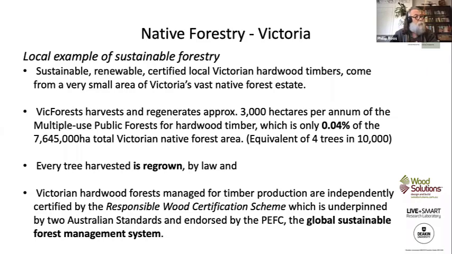So a local example of sustainable forestry is that our sustainable, renewable, certified local Victorian hardwood timbers come from a very small area of Victoria's vast native forest estate. Vic Forest harvests and regenerates approximately 3,000 hectares per annum of the multi-use public forest for hardwood and timber, which is only 0.04% of 7.6 million hectares of total Victorian native forest area.